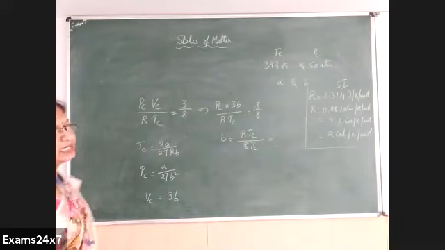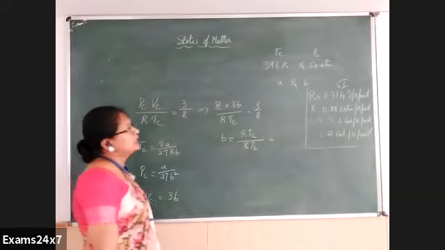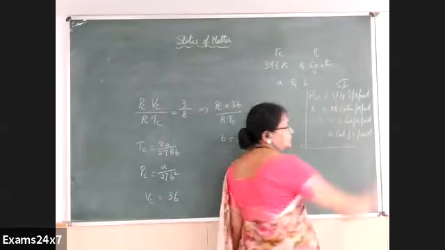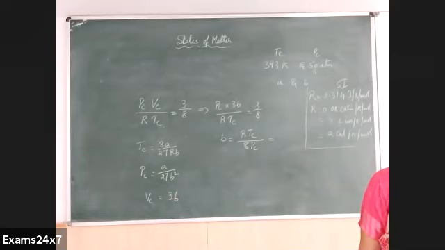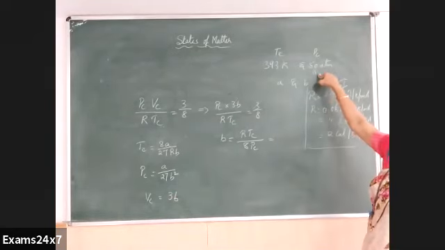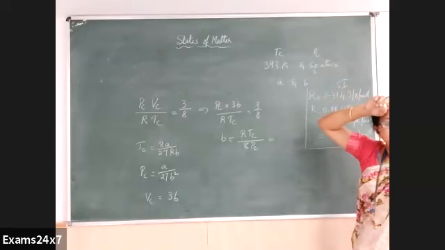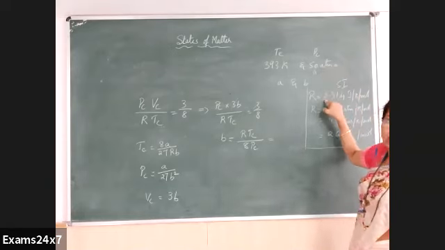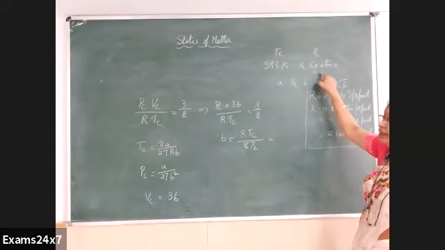What if you use R as 8.314? Then this has to be converted into Pascal. How much is 1 atmosphere in Pascal? Tell me, Darshan. In case you are using R with this value, what will be the change to be done here?